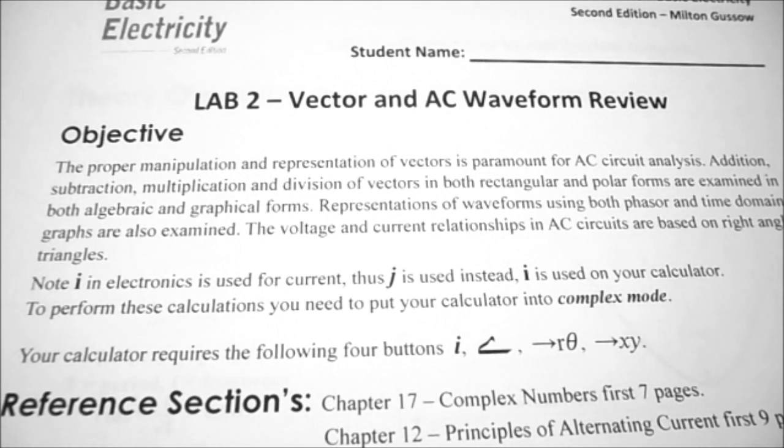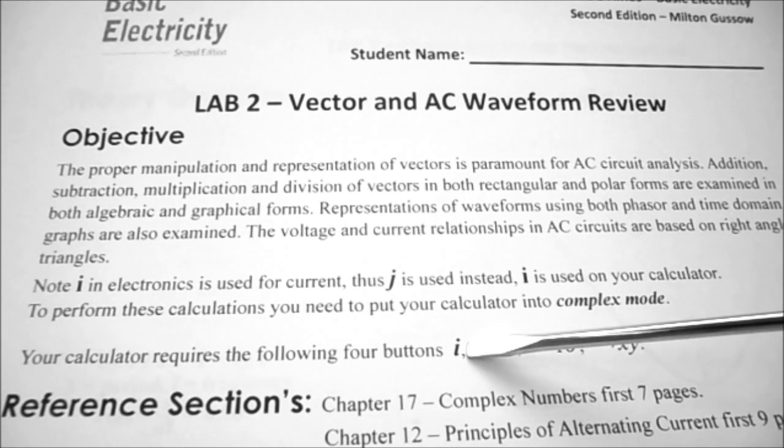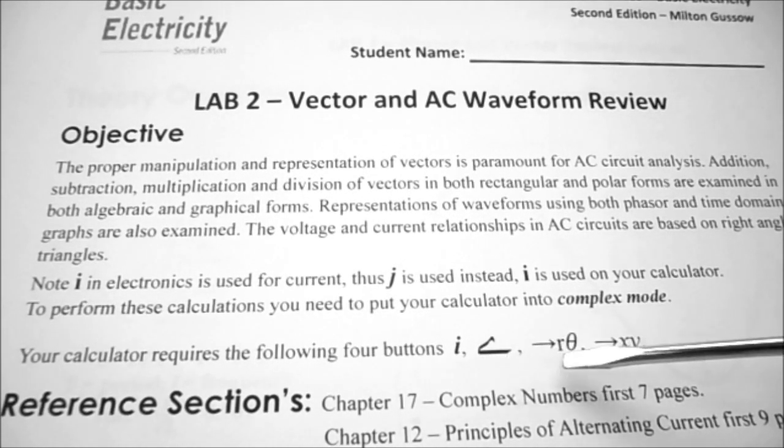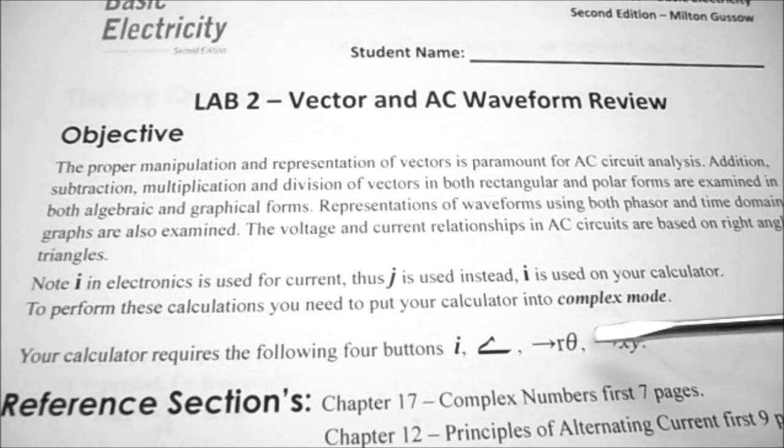Now to perform these calculations, you need to put your calculator into complex mode, and your calculator requires the following 4 buttons. Somewhere on your calculator you should see an I button, something that looks like an angle button, an arrow pointing to R, theta, and an arrow pointing to X, Y.